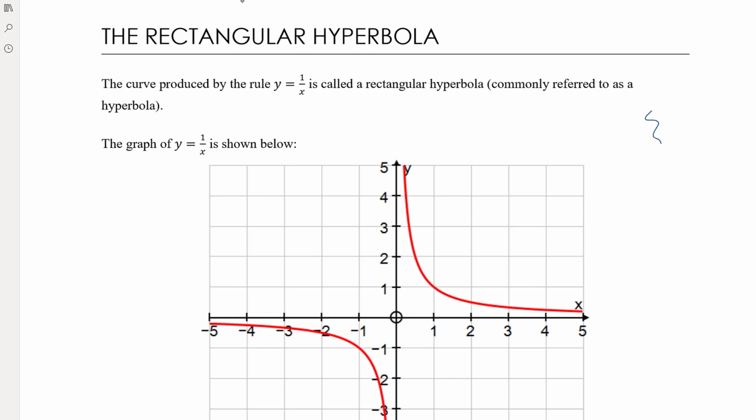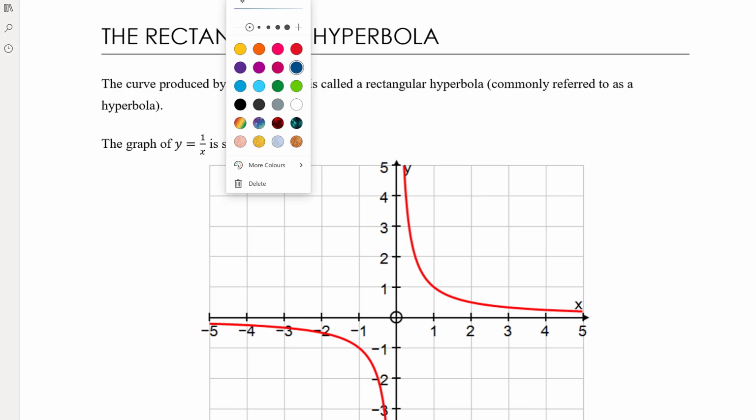Just let me have a look, just adjust my pen width. Sorry, I should have done this before I started recording.